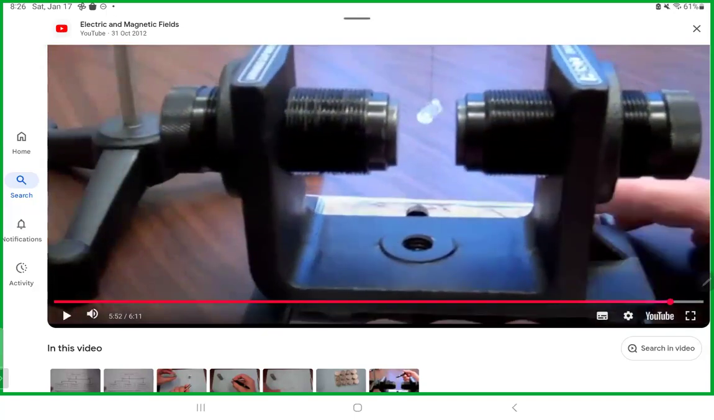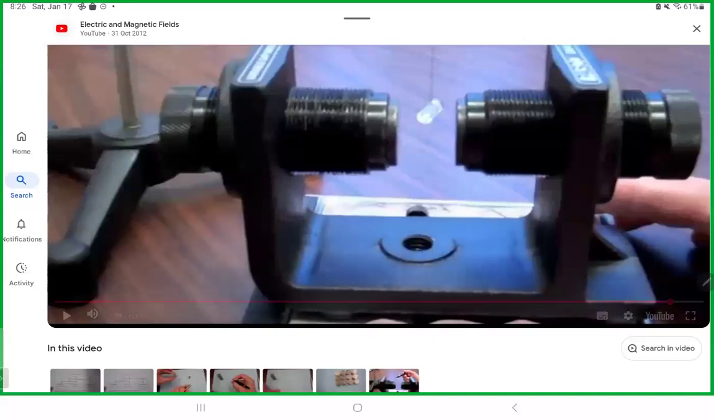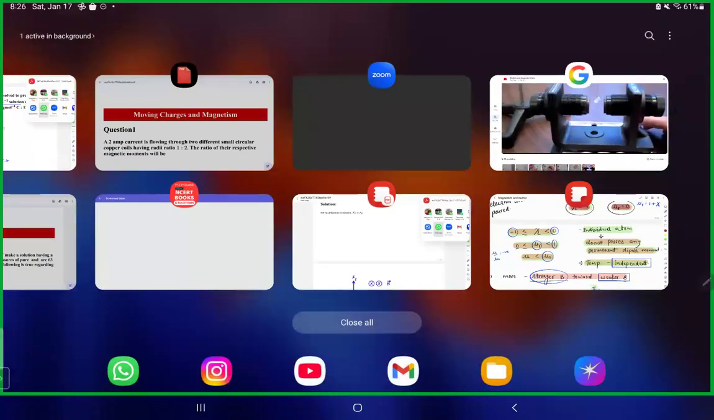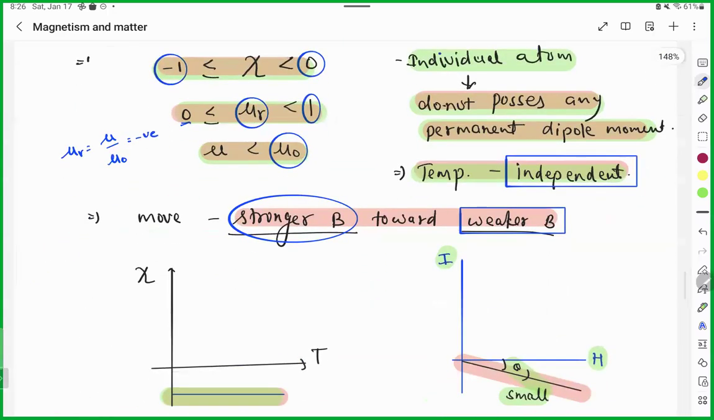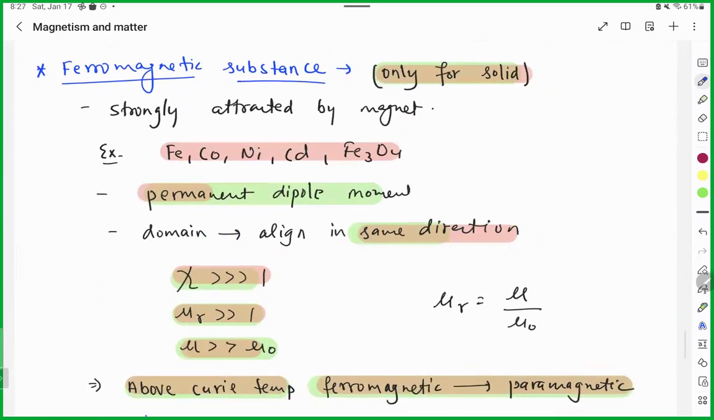Understood, guys? Yes, sir. Understood now. So here it is moving from strong to weak field, logically, in the case of diamagnetic, because it tries to stay away from the magnetic field, right? But in paramagnetic it wants to stay close to the stronger field, that's why it moves from weak to strong. That's why all the values are positive.